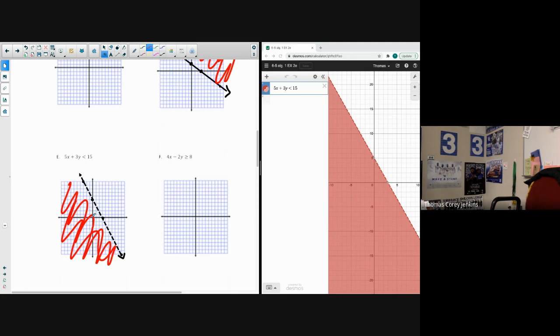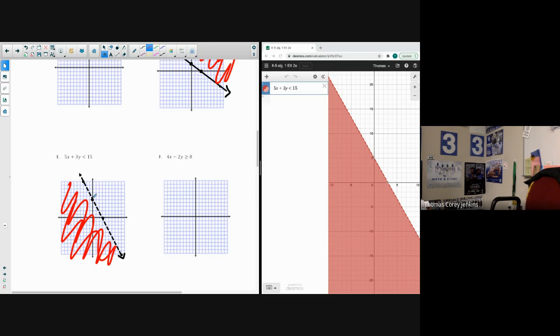Also, again, remember how easy these are to graph. This is in standard form, so it's as simple as my x-intercept is at 15 over 5, which is 3, and my y-intercept is at 15 over 3, which is 5, right? So remember that can be simple as well.